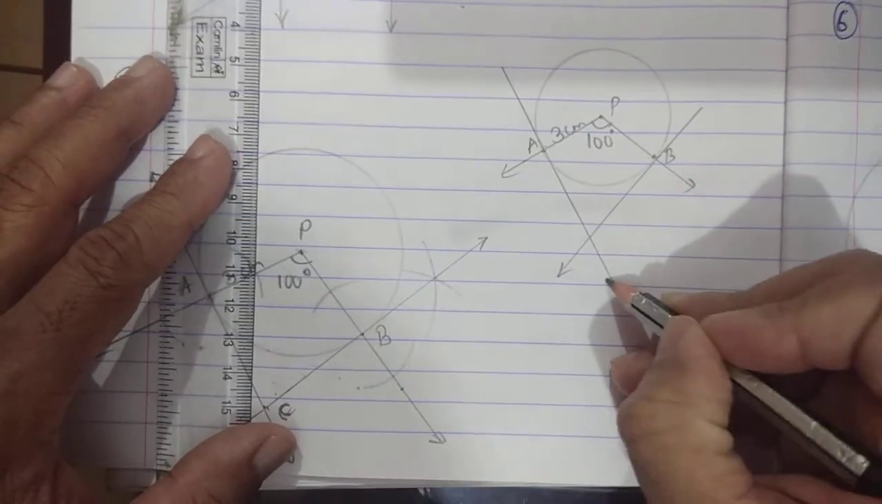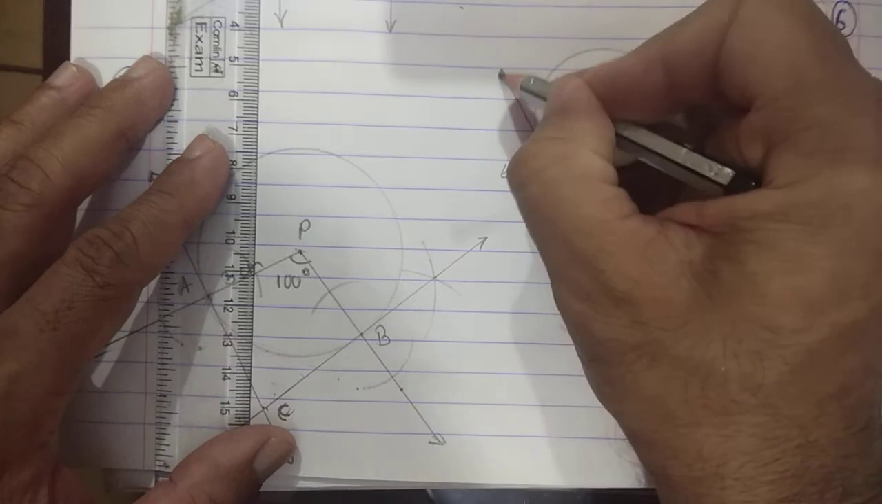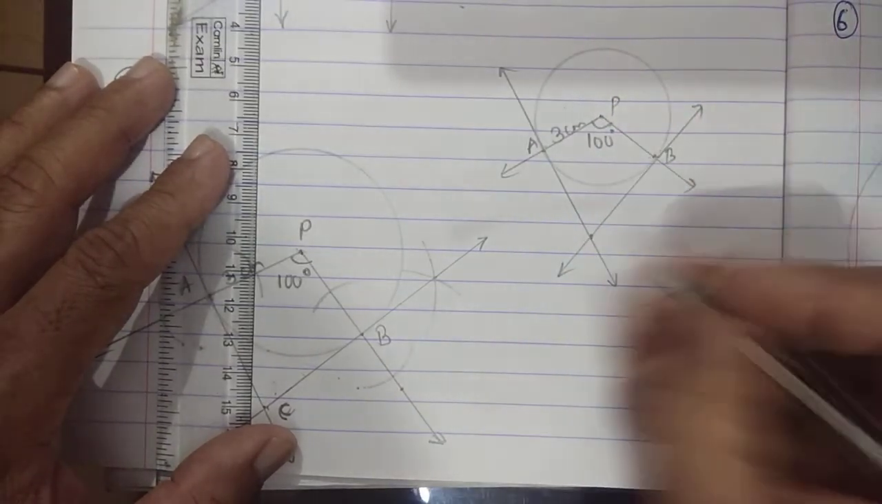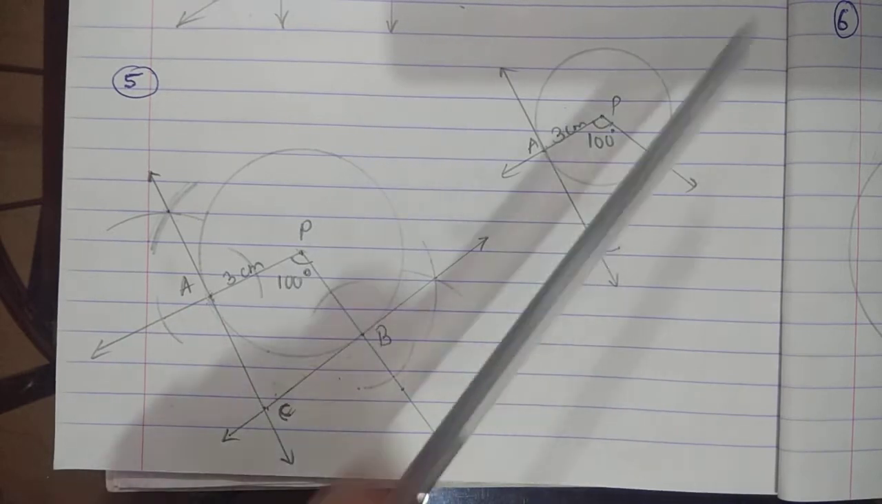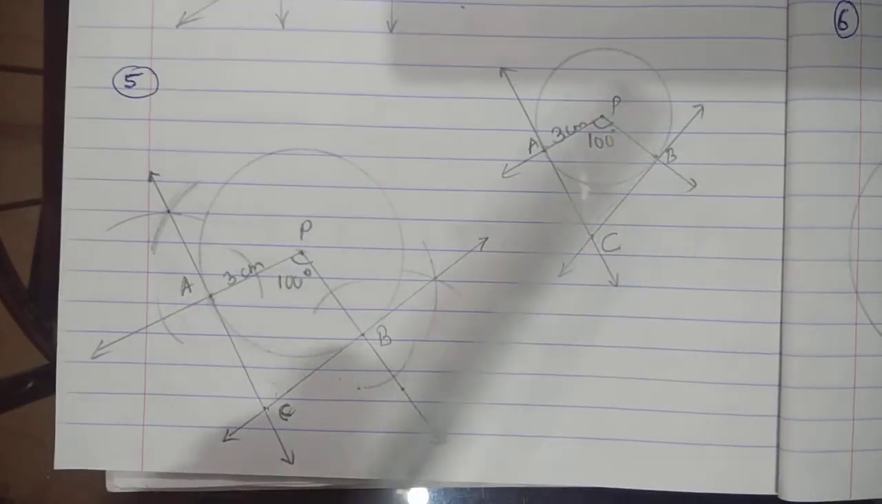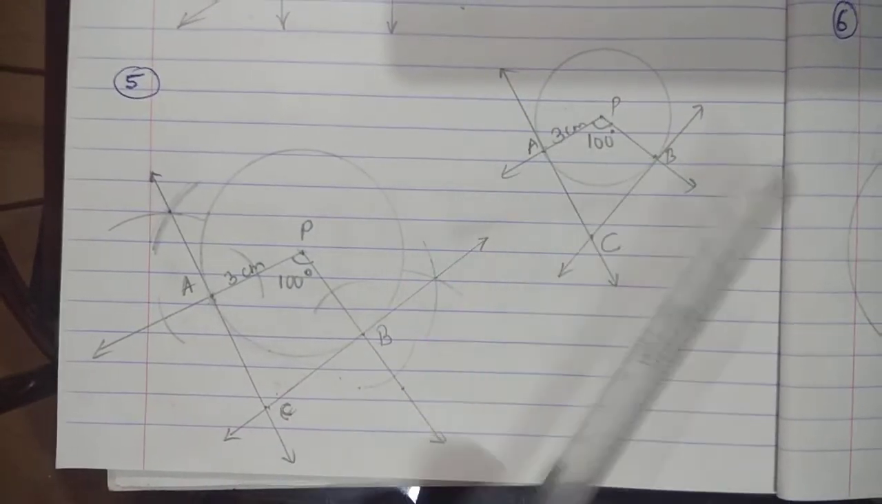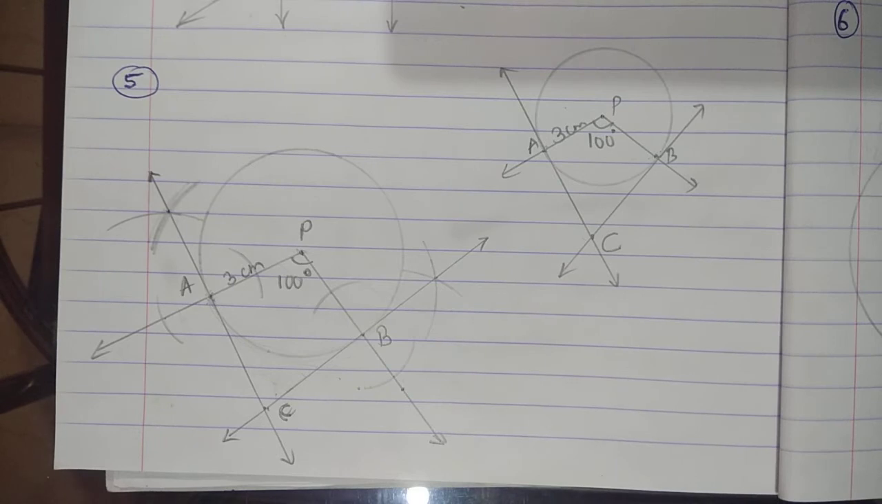The point of intersection of the two tangents, name it as point C. And show arrow marks on both sides of the tangent, and even on the extended radius. The extended radius also should contain an arrow mark. So this is how you will do your question number 5.